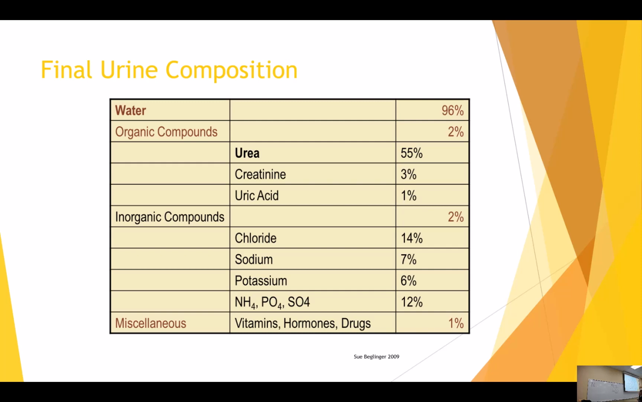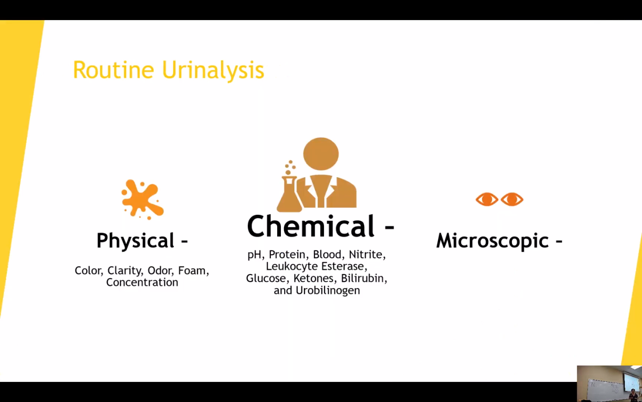The largest compound of urine composition is going to be water. The next largest component is going to be our urea. 55% of the 2% of organic compounds is going to be urea. So water and urea, those are the two. The rest of them are all in pretty much equal-ish amounts, but water and urea are the two that you do need to know.